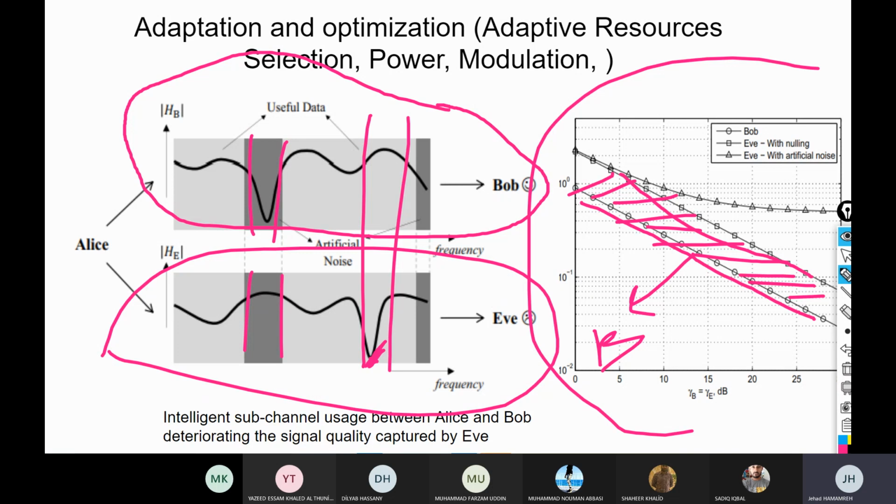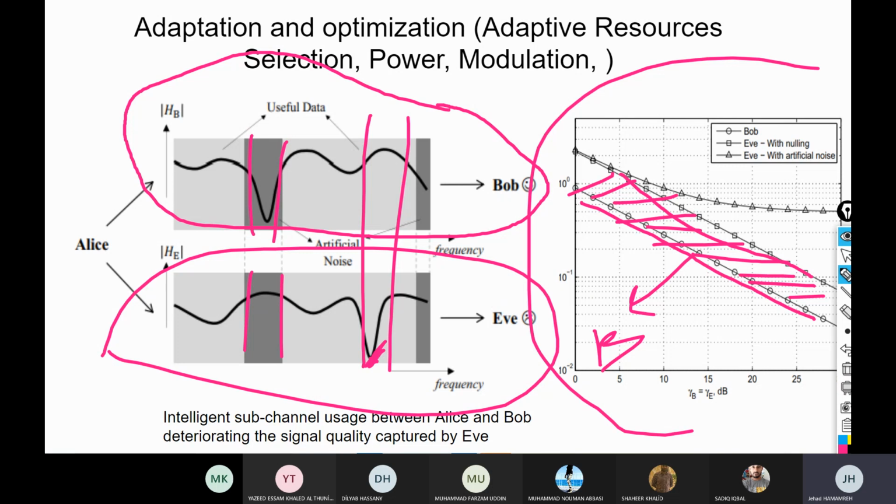You can use the same thing for modulation. You can adapt the modulation, you can adapt the power, you can adapt other resources and optimize them according to the channel of Bob. And all these techniques will end up favoring the performance of Bob with respect to Eve. Now, what if I want to improve the performance more? What can I do?